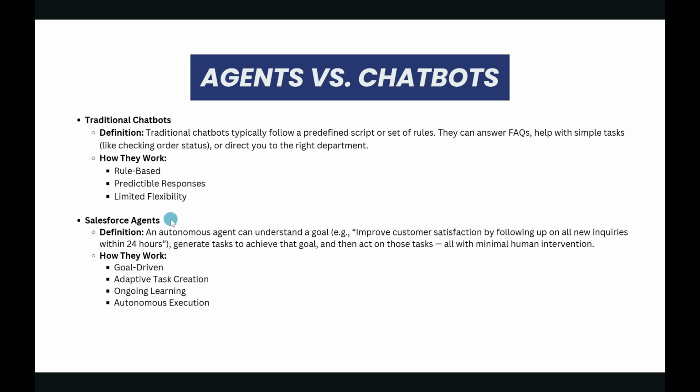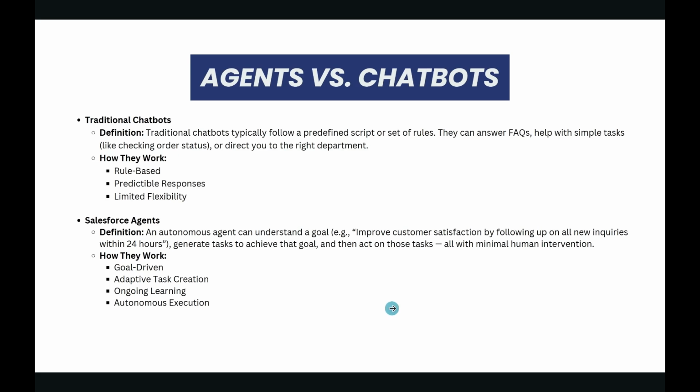So as for Salesforce agents, these autonomous agents can understand a goal. For example, you might give an agent a goal to improve customer satisfaction by following up on all new inquiries within 24 hours. The agent would then generate the tasks to achieve that goal and then act on those tasks, all with minimal human intervention.